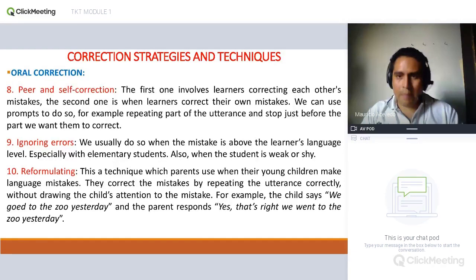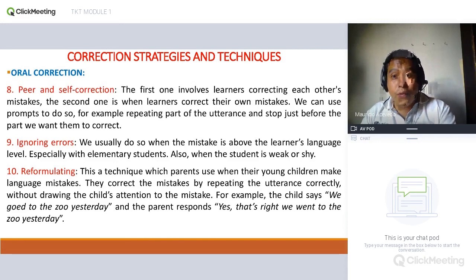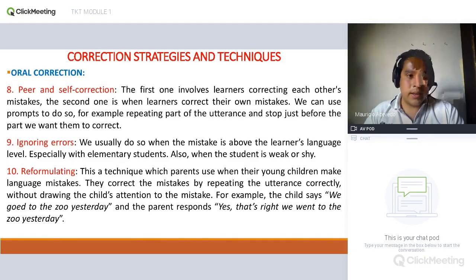You are indicating that since is not the word. So they can realize and say, oh no, it's for. I have studied for 5 years. And then you say, yes, that's correct. Okay, so that's very basically peer and self-correction.